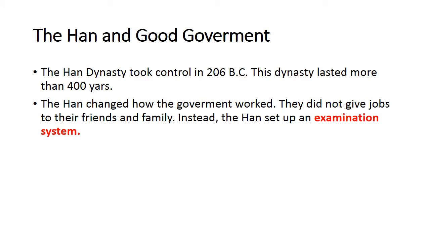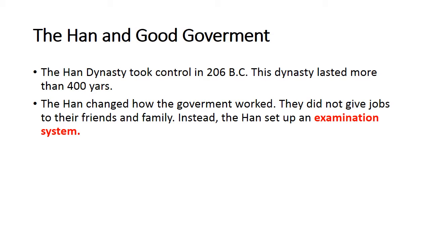We're going to explain to you this part about government. The Han Dynasty took control in 206 BC. This dynasty lasted more than 400 years. Han emperors were more kind than the Qin Dynasty. They gave nobles back some of their power. Peasants did not have to work as hard. The Han changed how the government worked.